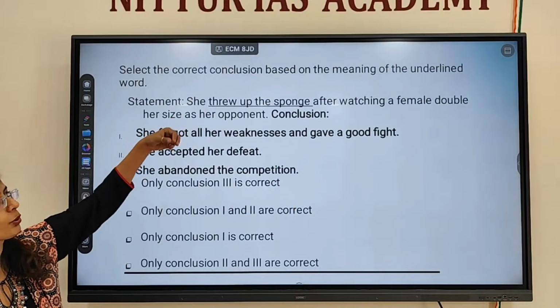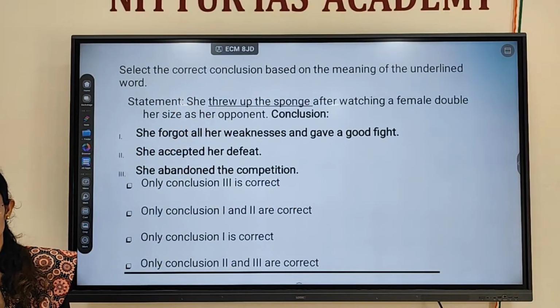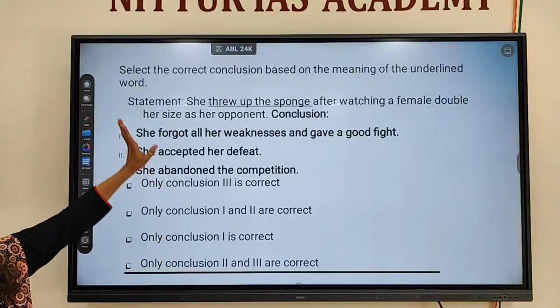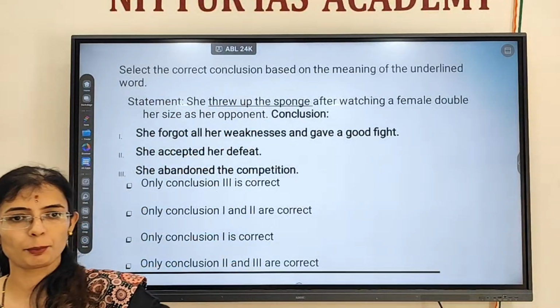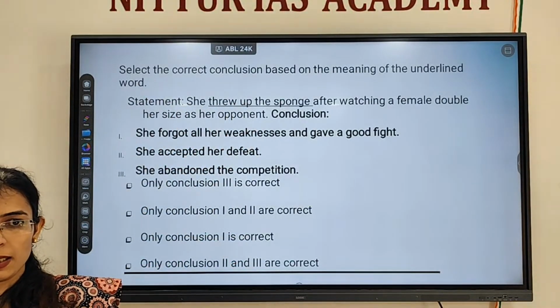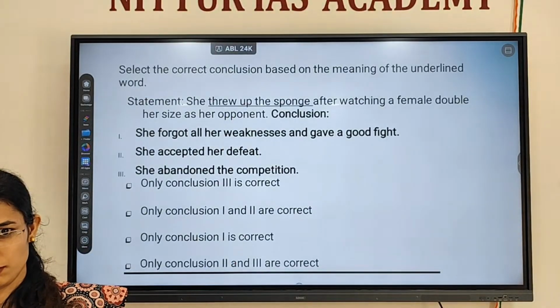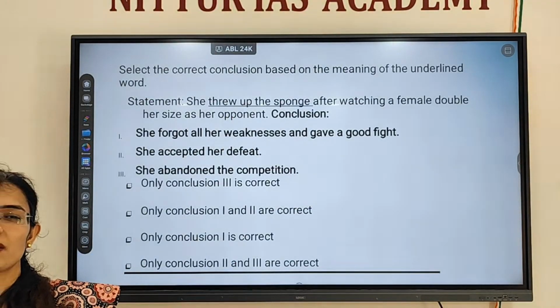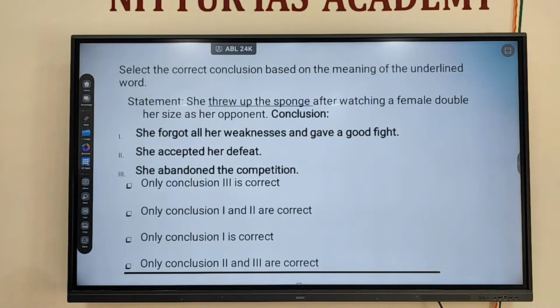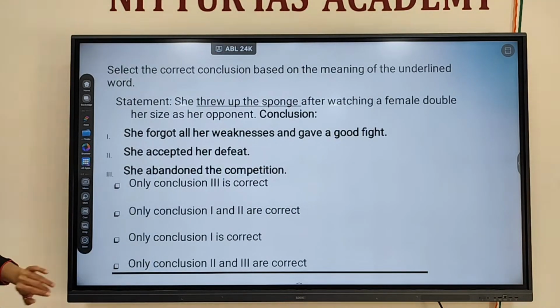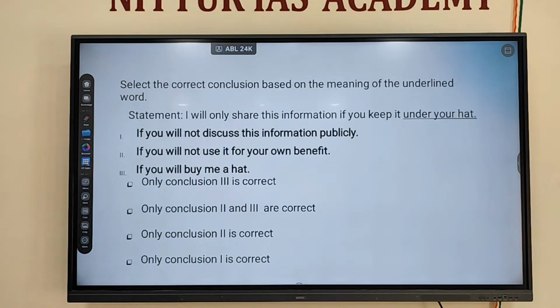She threw up the sponge means she gave up. She threw up the sponge when she saw that the opponent is double in size and she cannot fight her. So she decided, I will lose. Hey, leave it. I don't want to participate. Fighting with this lady, I cannot do. She gave up. So options 2 and 3 are correct. Got it?